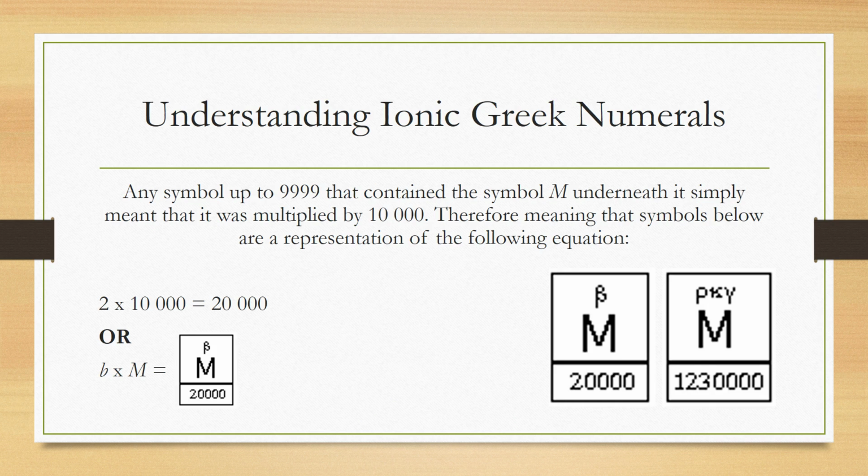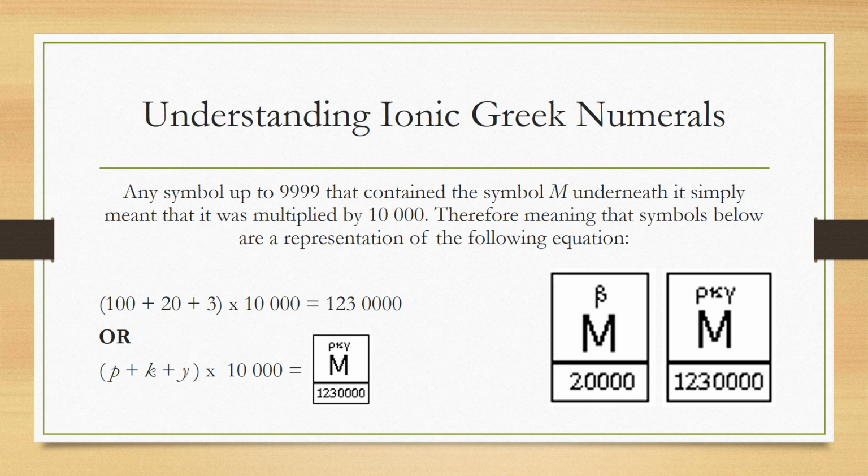Any symbol up to 9,999 that contained the symbol M underneath it simply meant that it was multiplied by 10,000, therefore meaning that the symbols below are represented by the following equation. 2 times 10,000 equals 20,000, or b times m, as you can see, equals the b on top of the m, which was essentially 20,000.